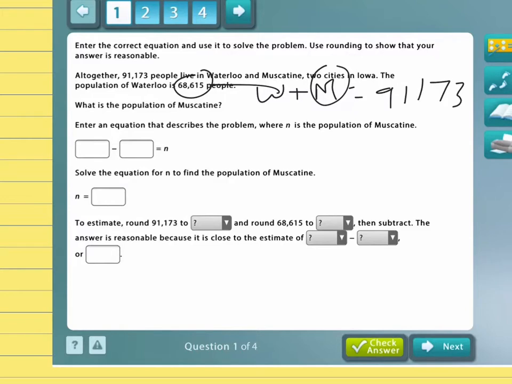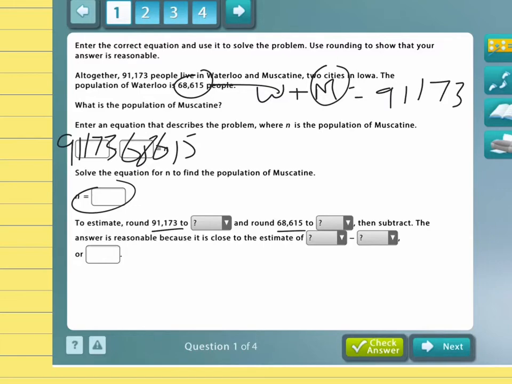If you set it up like a solution equation, then you just do the inverse operation. You take the total, 91,173, and you take away 68,615, and then you solve for n. Then they're asking us to see if that answer is reasonable. So we estimate by rounding. We're probably going to round this down to 90,000, then round this up to 70,000. So the answer should be around 90,000 minus 70,000, or 20,000.